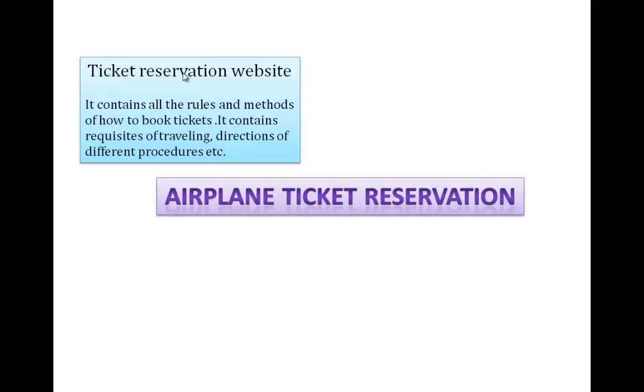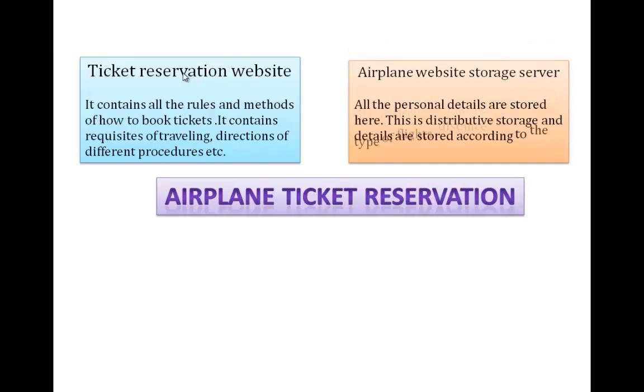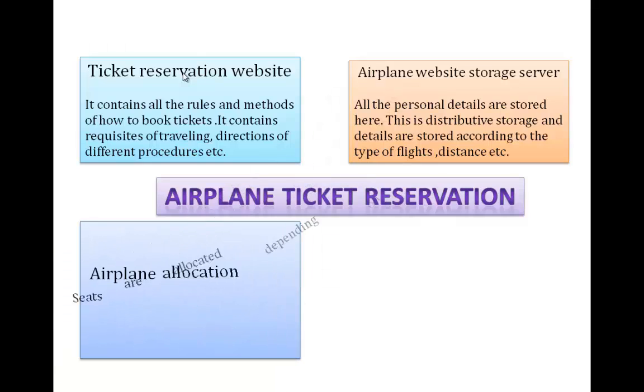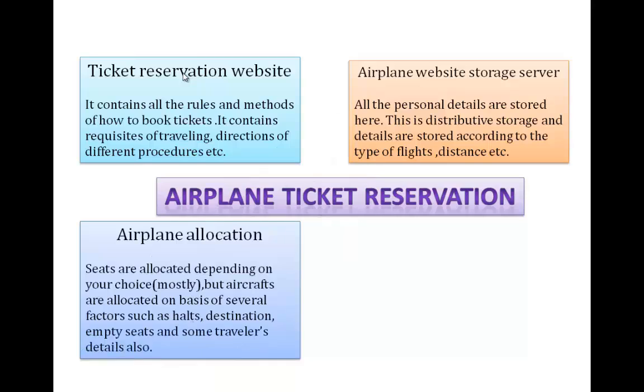Now the Air India website contains all kinds of protocols, rules, and directions to be followed: how tickets are booked, how to check in, all kinds of rules and protocols. Then the website's storage server, where all the details are stored distributively according to the country, flight type, number of seats available, and even the personal details of all the users. And this data is used simultaneously.